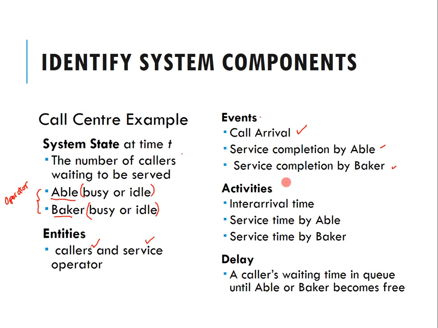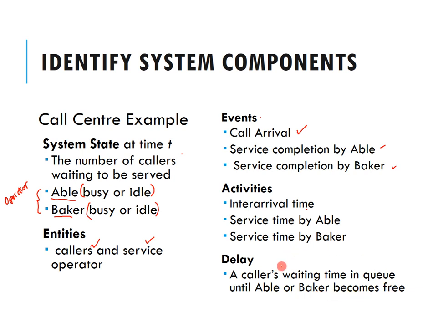Activities, remember, must be related to time, a period of time. So it can be the inter-arrival time, or the service time by Able or the service time by Baker. Delay is a caller's waiting time in queue. This is, as I mentioned before, an output of the system. A caller's waiting time in queue until Able or Baker becomes free.